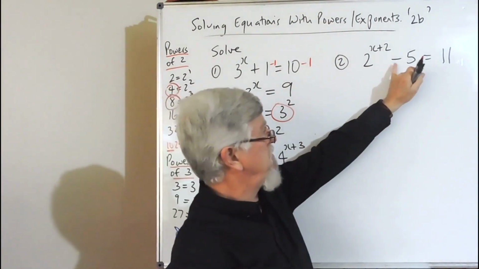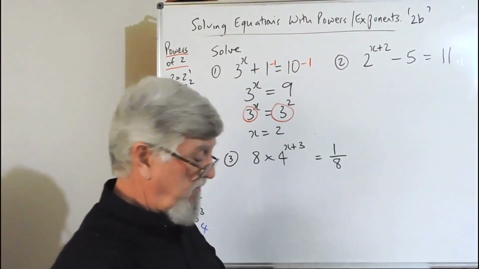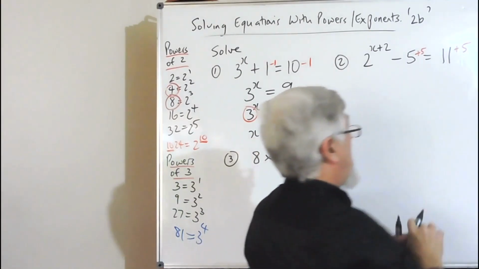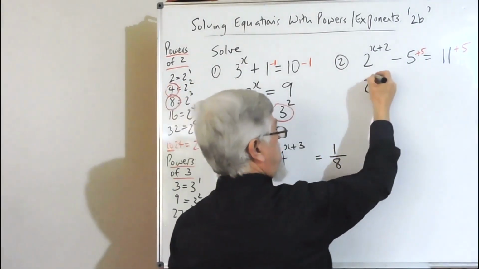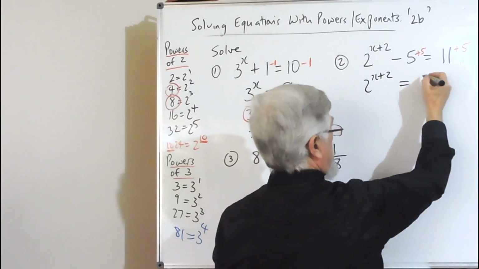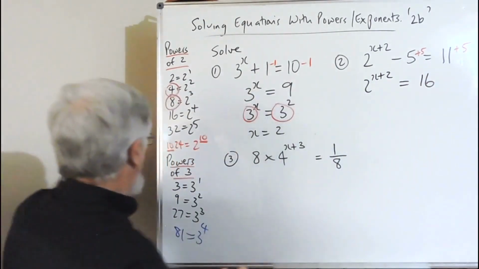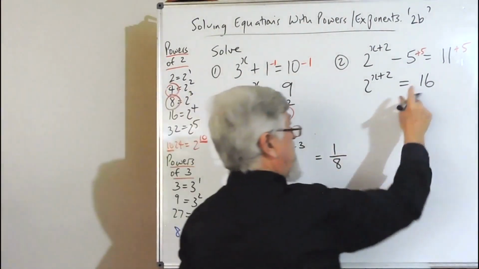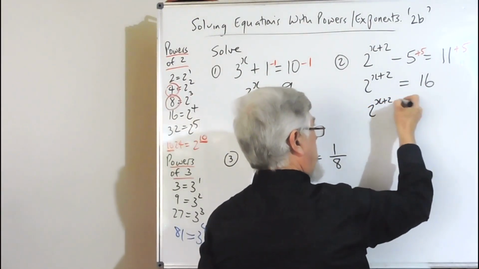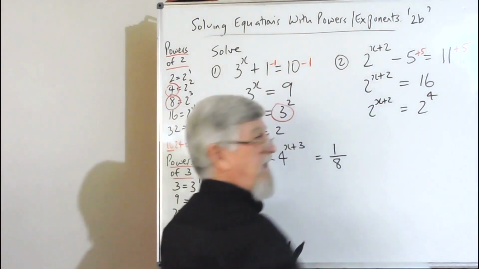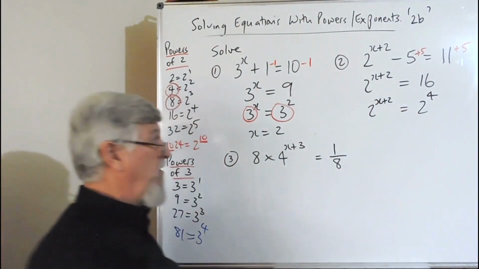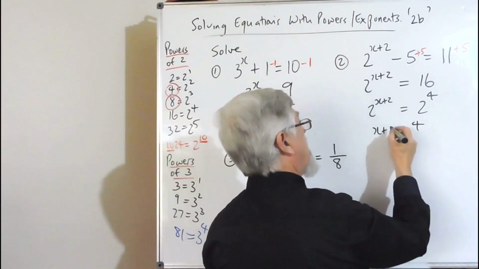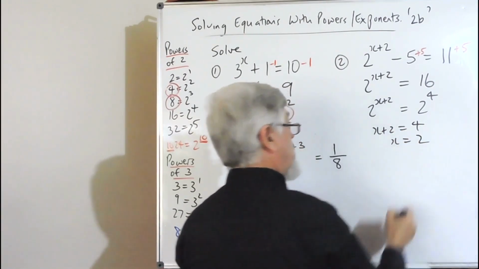So this one's got a minus 5. How do I get rid of minus 5? If I add 5 to this side, I add 5 to that side, and now I've got my magic numbers again. 2 to the x plus 2 equals 16. So now I've got 2, 4, 8, 16. So I can now write the 16 as 2 to the power of 4. And once I've written that 2 to the power of 4, I can just go, the equation is x plus 2 equals 4, and then I can go to x equals 2 obviously.